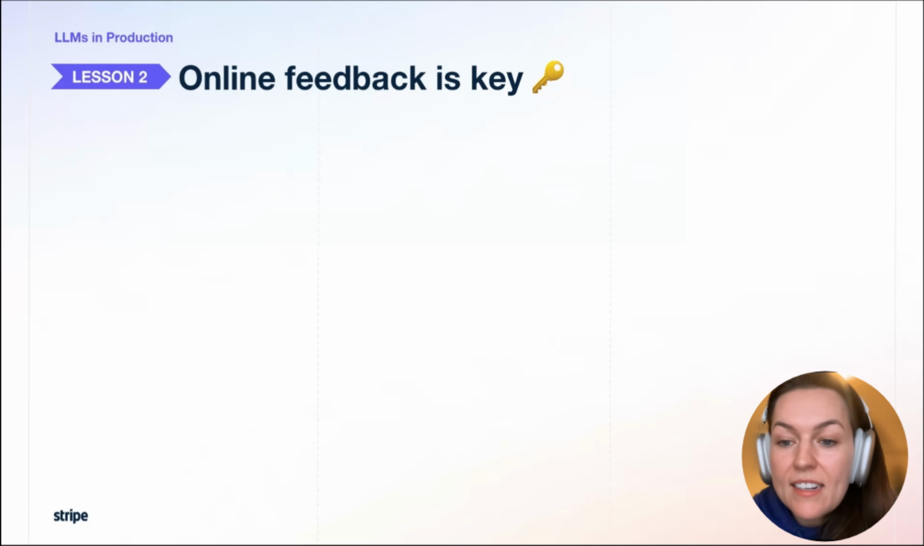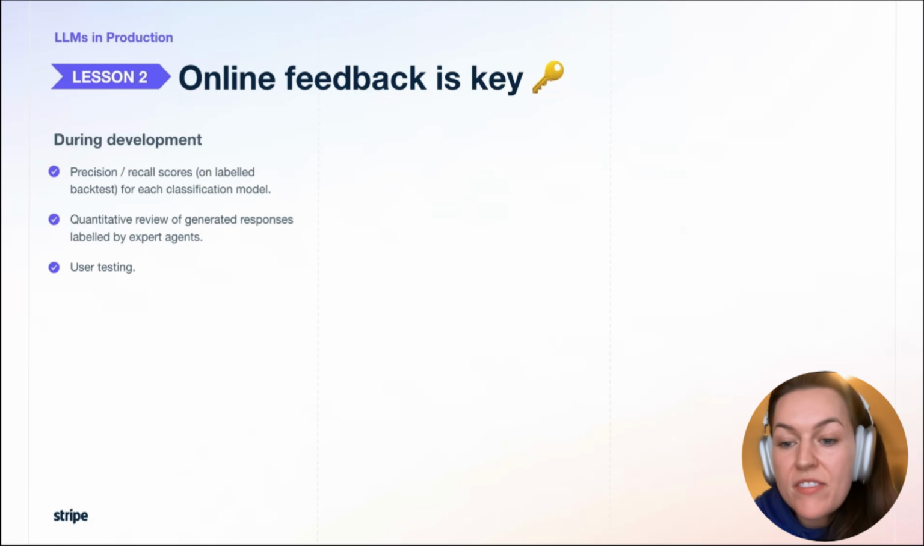So the second lesson we learned was how important it is to prioritize online feedback when monitoring. During development, we relied on backtest evaluations to measure ML performance. For our classification models, this was standard practice using label datasets and metrics like precision and recall.